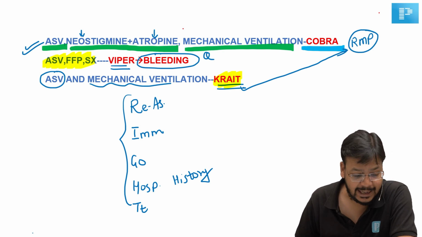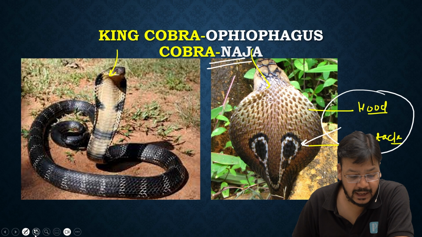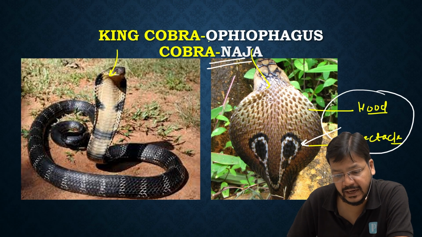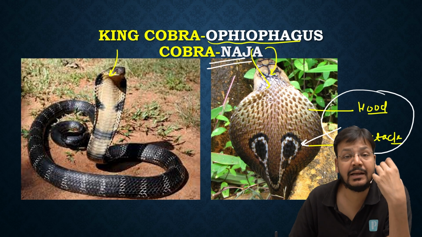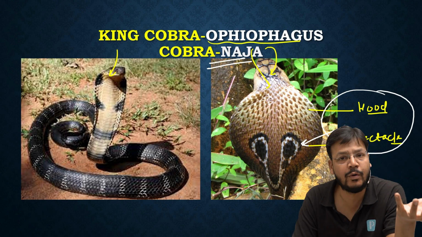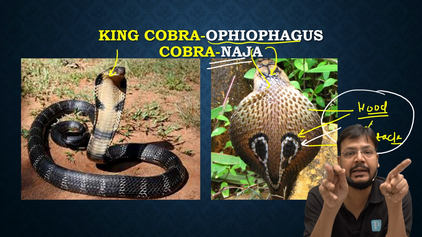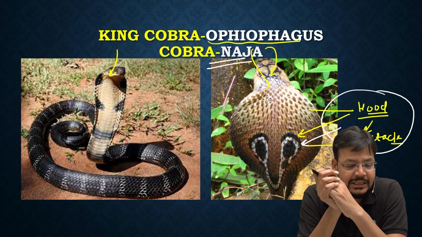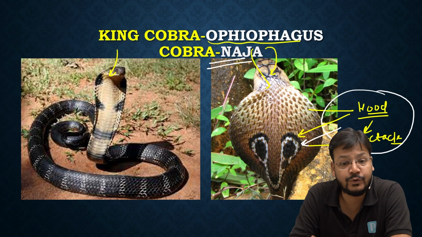Now, this is king cobra. King cobra is also known as Ophiophagus because it eats snakes. Cobra is Nag, Naja, Naja. King cobra is Ophiophagus. How to identify a cobra? The hood contains a spectacle. The hood contains a spectacle, that will be a cobra. Cobra is Naja, Naja. King cobra is Ophiophagus. Why? Because king cobra eats snakes.